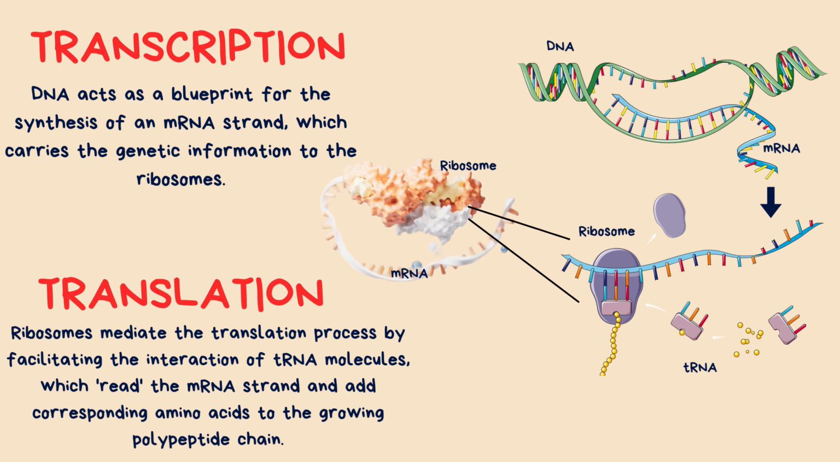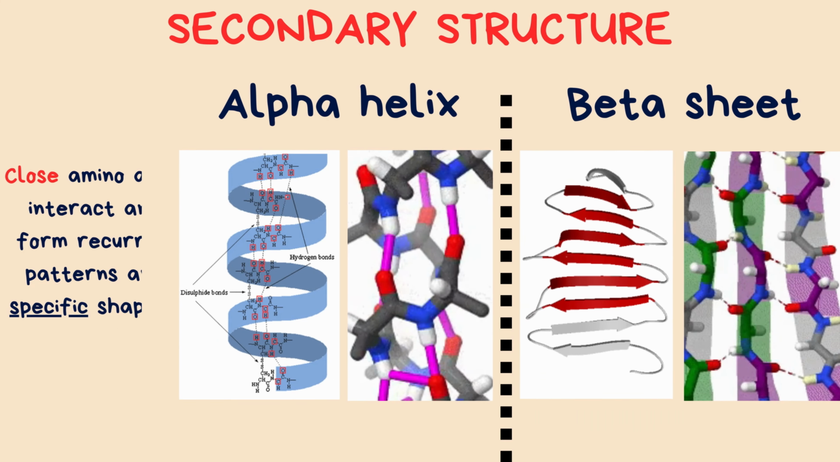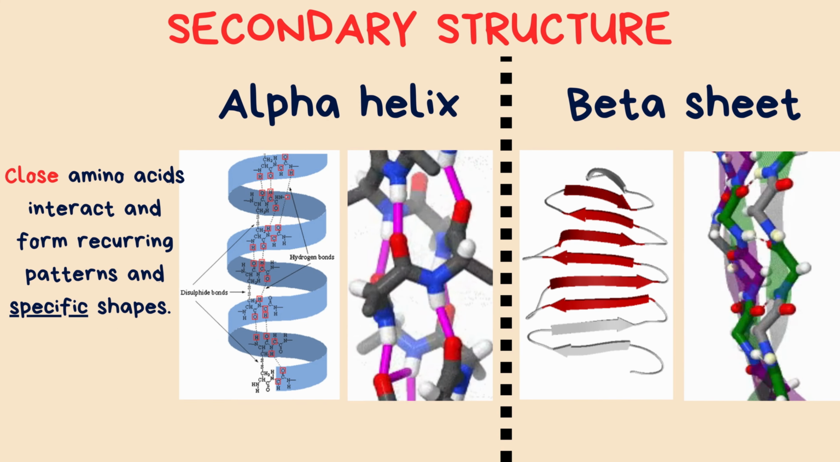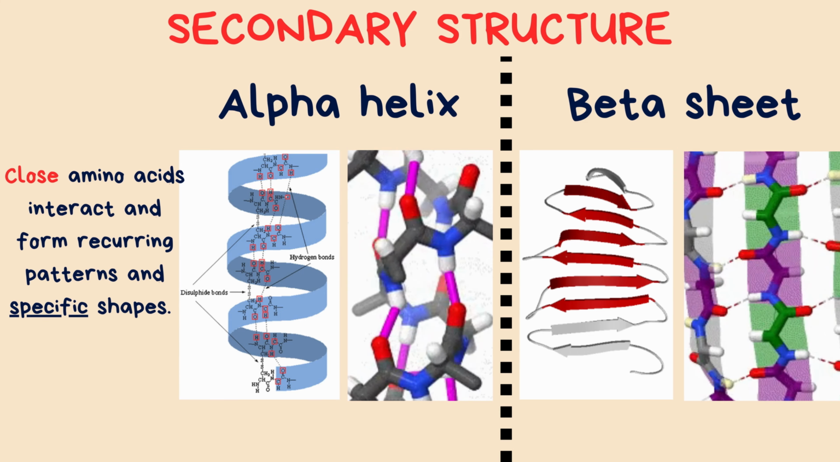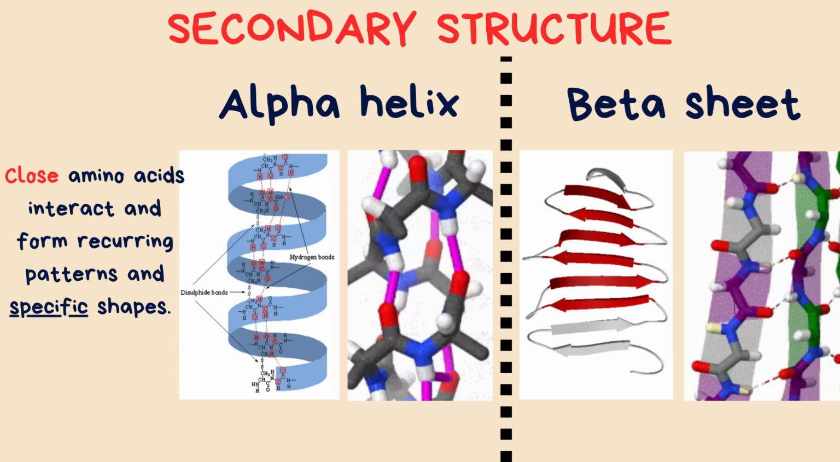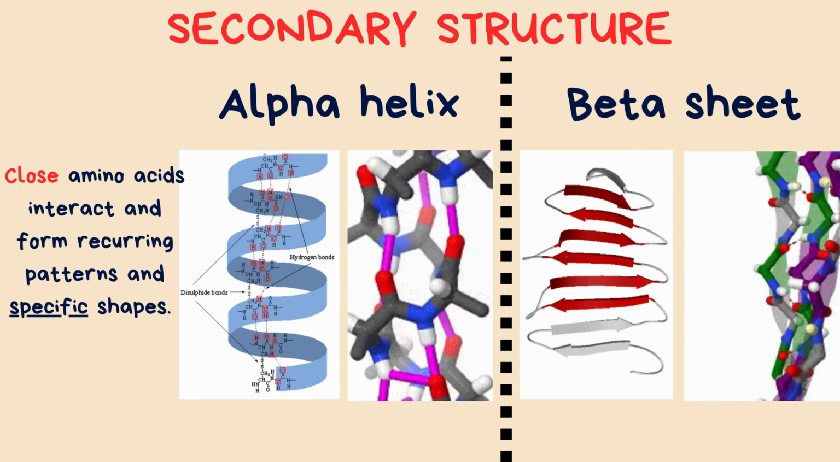Even though we can't fully predict a protein's function just from its amino acid sequence, scientists have noticed that similar sequences tend to produce proteins with similar functions and structures, and that's why we classify proteins into families. The secondary structure is how nearby amino acids organize themselves into recurring patterns. The two most important structures are the alpha helix and the beta sheet.